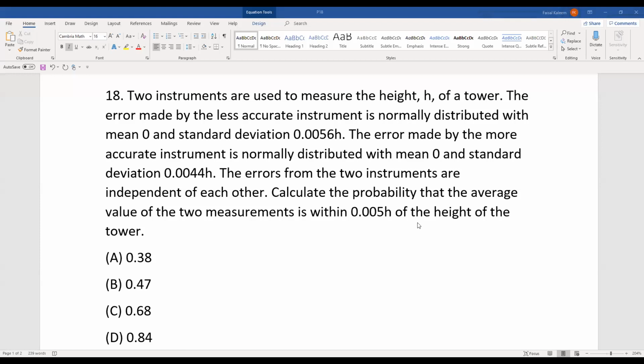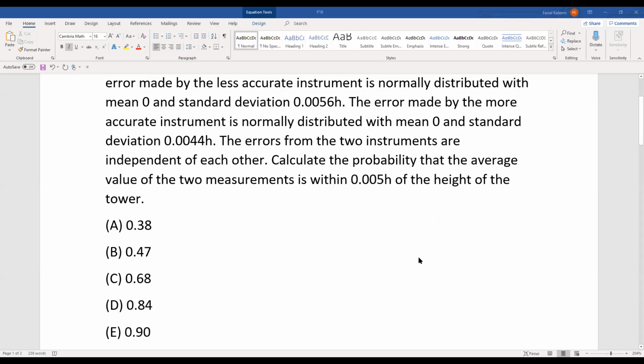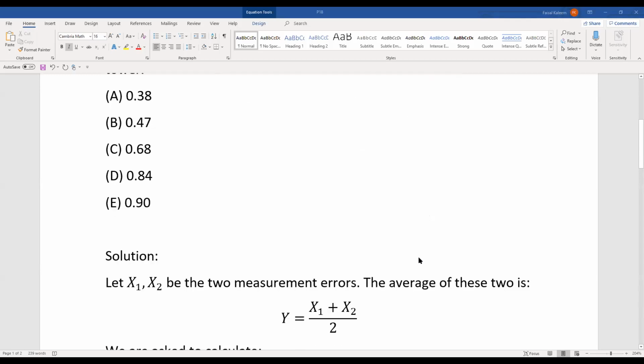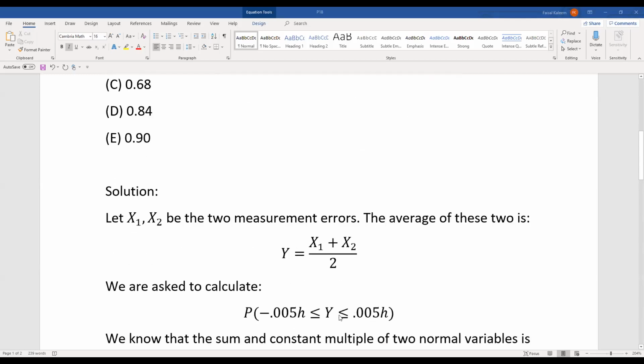So we need the probability that the average error is within 0.05h. The error could be, ideally, 0. So you could have 0.05h on one side and 0.05h on the other side, where we're calling y the average error. So y will be (x1 plus x2) divided by 2, where x1 and x2 are the two individual errors. That's how we get the average of two numbers: add them and divide by 2.